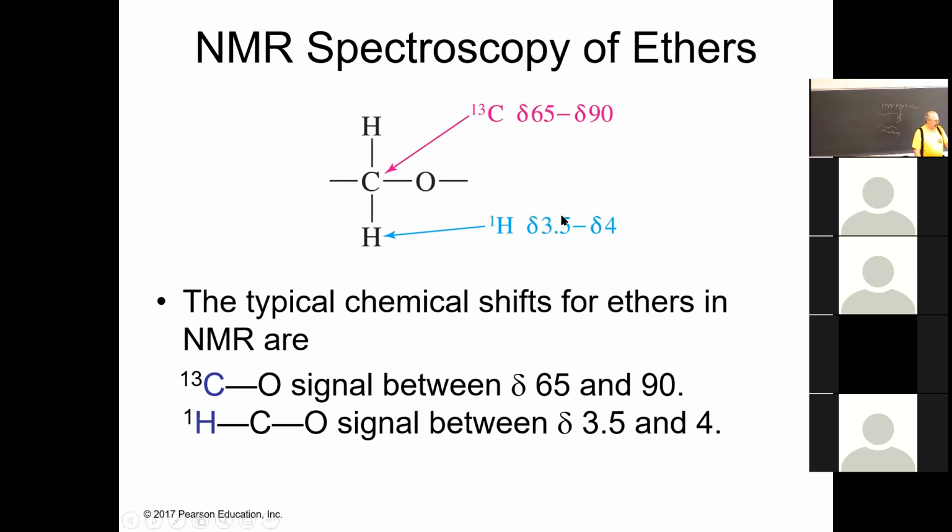Okay, but the value along the x-axis for this proton on the alpha carbon shows up between about 3.5 and 4 delta units. For the carbon, the scale is about from 0 to 10. Okay, so this value tells you something about the chemical environment. Okay, there's an oxygen nearby. For the carbon-13, okay, we see a signal at somewhere between 65 and 90.